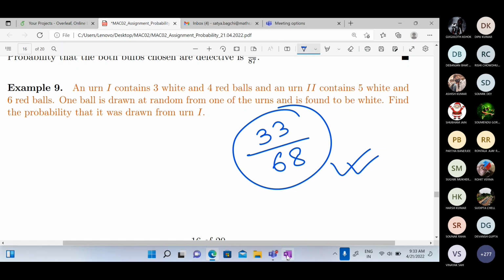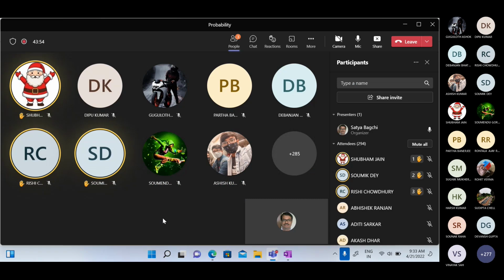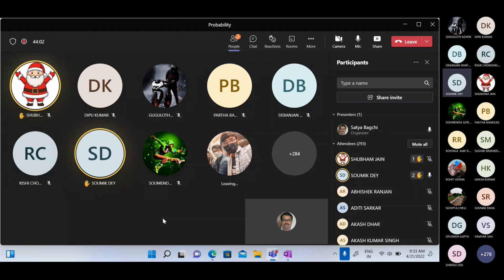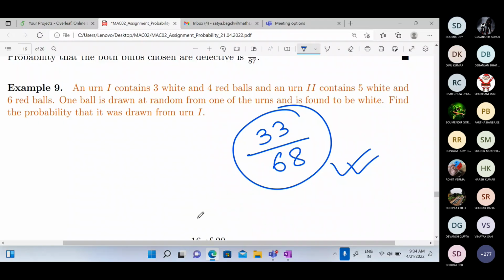Okay, let me allow someone who is confident to discuss. That means you can give the idea to your friends. Anyone has full confidence? Nicely. Showmik. Okay, Showmik. Sir, can you show the question? Sure. Showmik first. Don't talk in between. After Showmik finishes, I'll allow others.